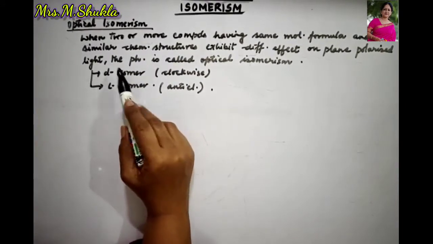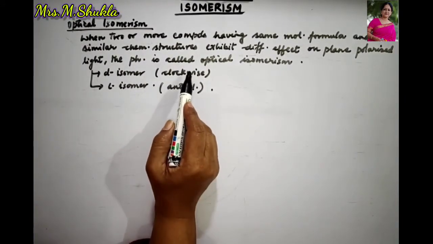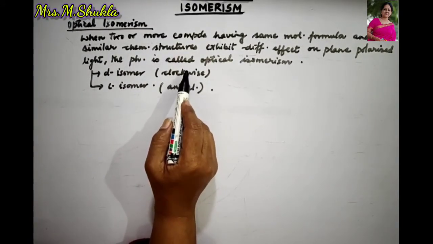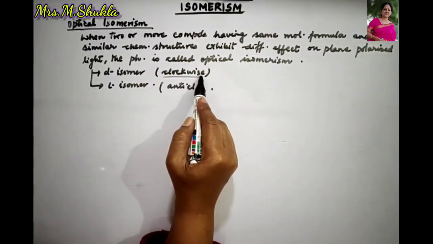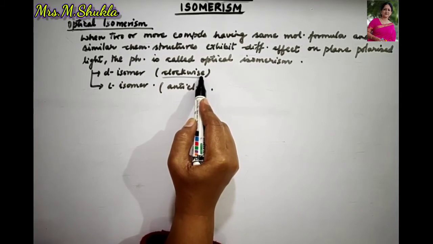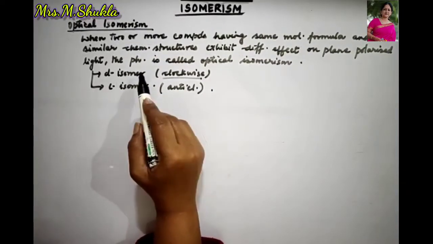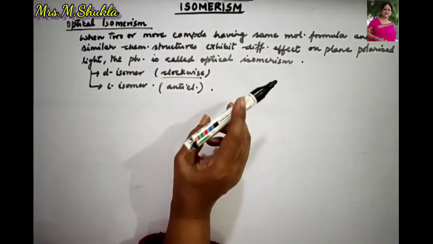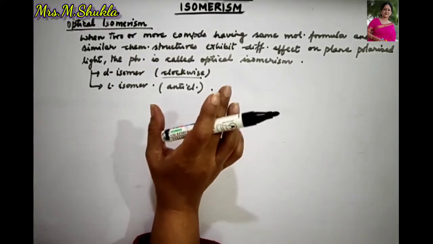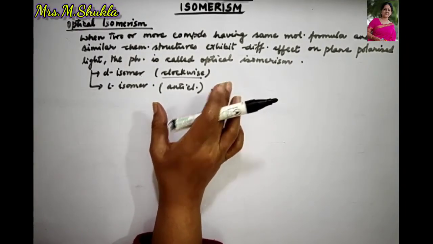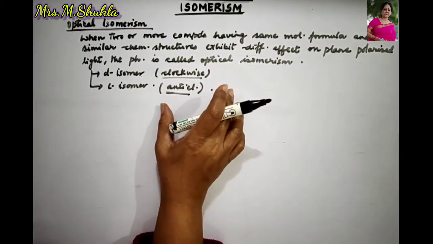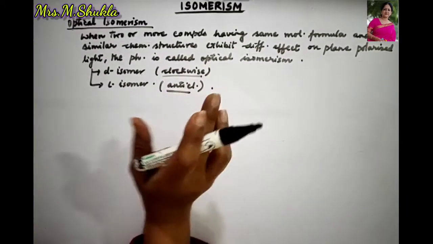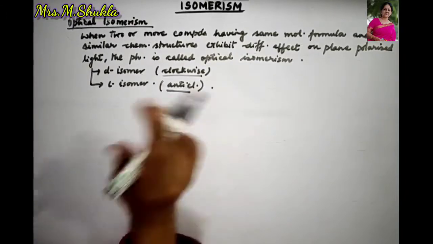Now, dextrorotatory or D isomers are the enantiomers which rotate the plane polarized light to the right, or we can say to the clockwise direction. Then they are called dextrorotatory isomers. But if the enantiomer rotates the plane polarized light to the left, or to the anti-clockwise direction, then it is called a levorotatory isomer, right?